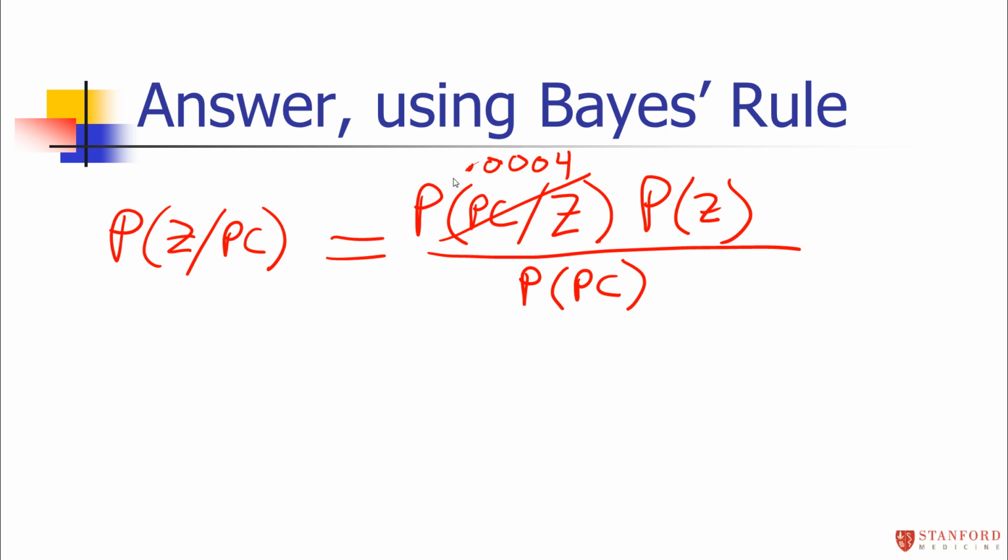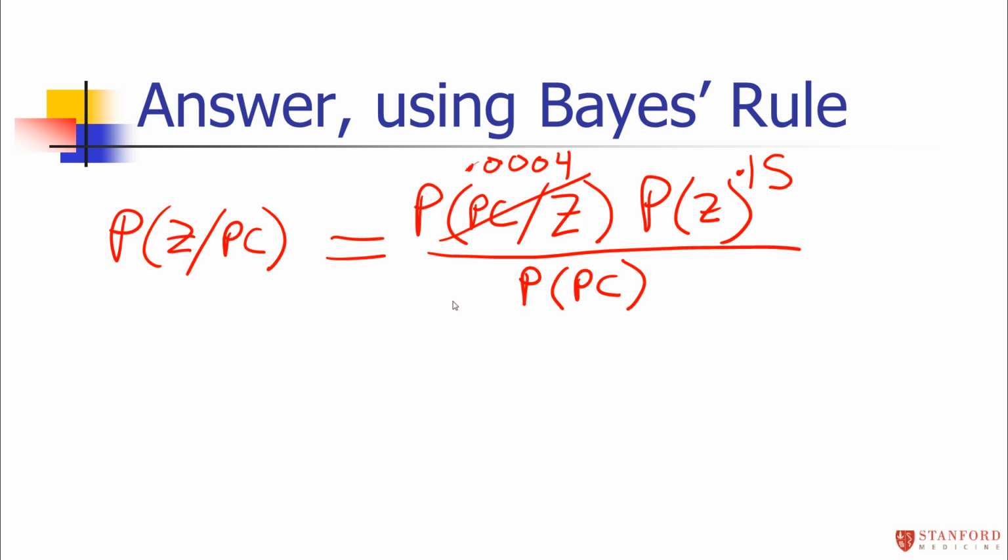What's the probability of being exposed? Well, that was 15%. 15% of the population was exposed. That's the marginal probability of being exposed. What's the probability of getting pancreatic cancer? This one's a little bit more tricky. We have to use that law of total probability.